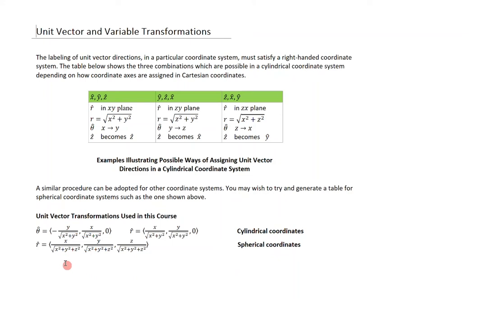And if we're dealing with spherical coordinates, then we're dealing typically with the r hat vector. In fact, in that case, we're looking at a unit vector that looks like this. So that's the x hat component, y hat component, and z hat component.